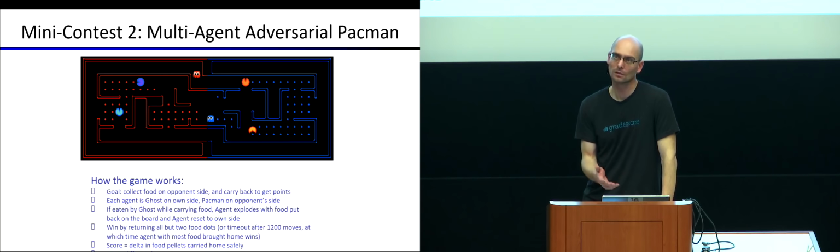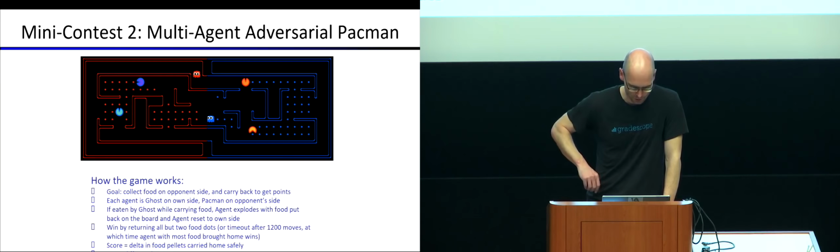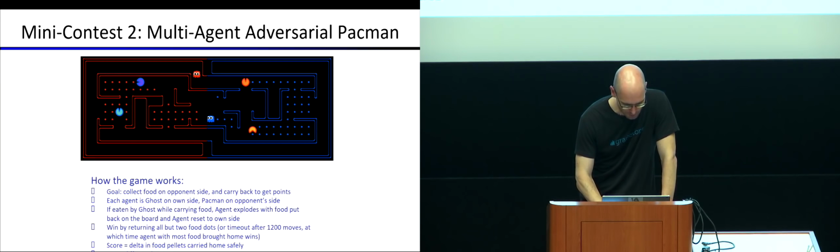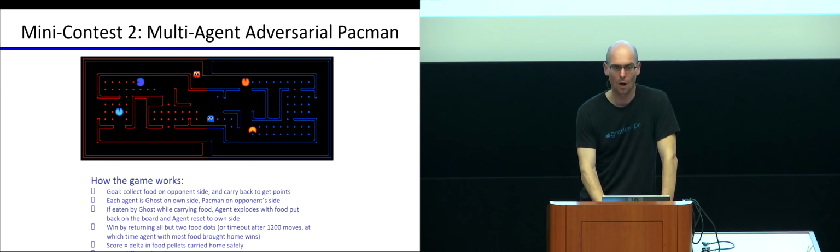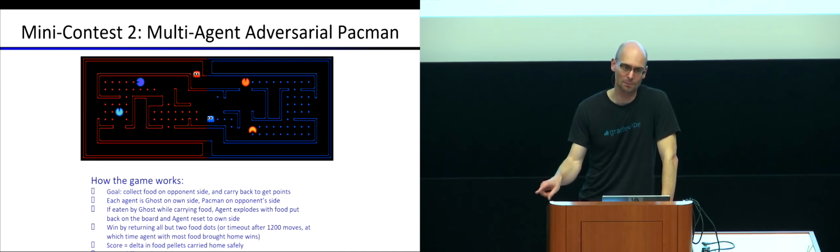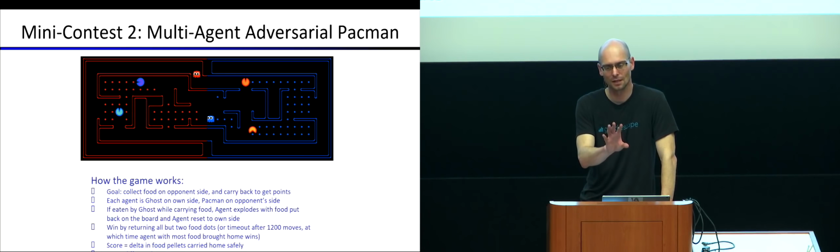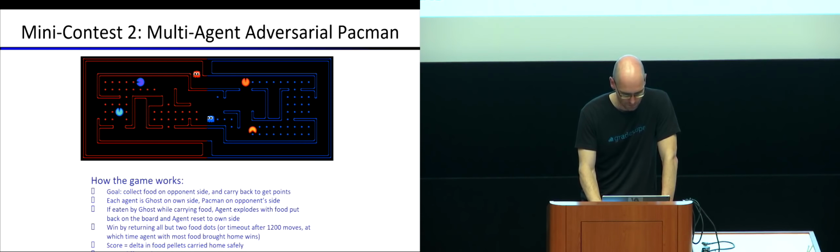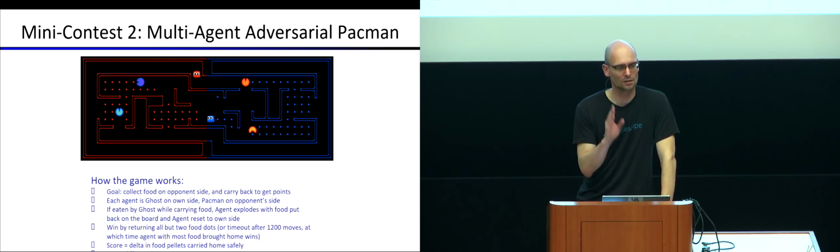Well, it's fine if you return more, or all of them, but that's the minimum. All but 2 should be returned to win, or after 1,200 steps, if nobody has won yet, the game ends, and we just look at who has the most food pellets returned so far, so the running score. Many different layouts, so it's not about solving one particular scenario. The layouts are different in different games.